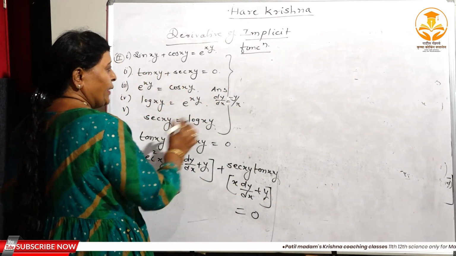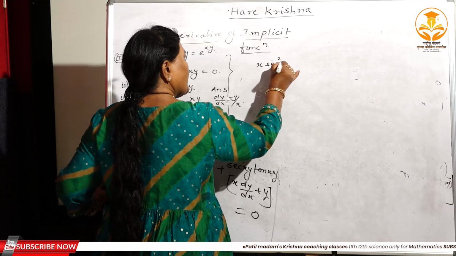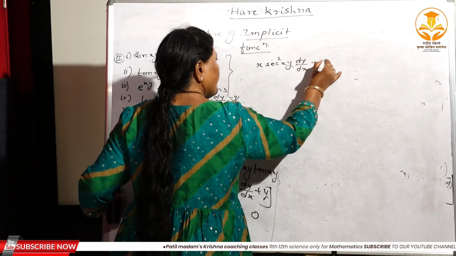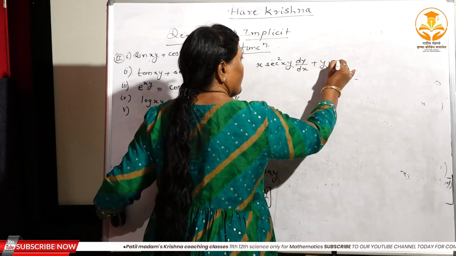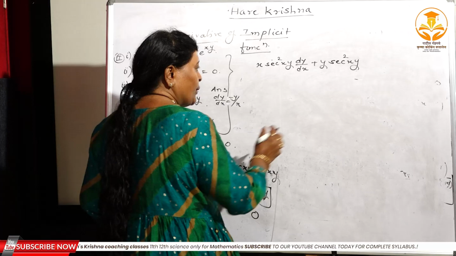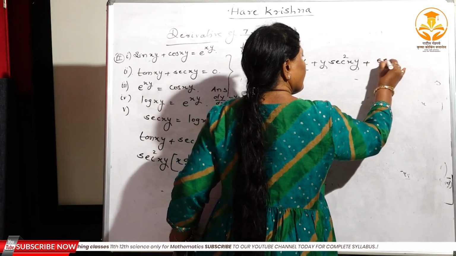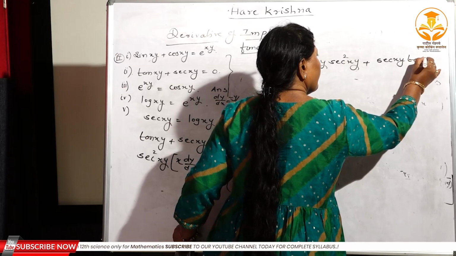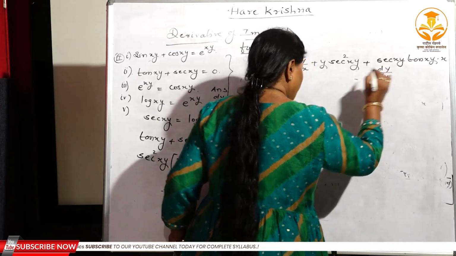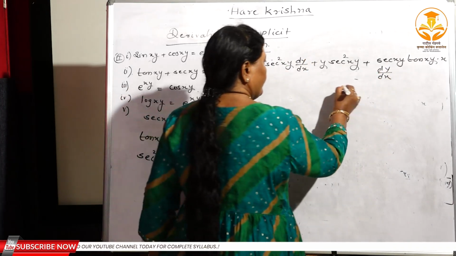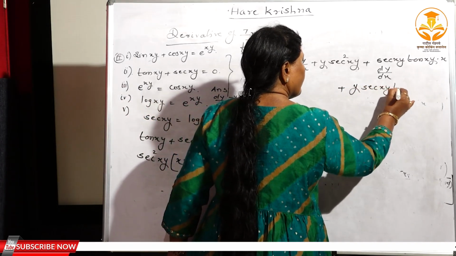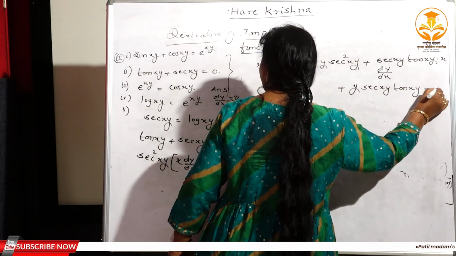So here again multiply x into, you have got x into sec square xy into dy by dx plus y into sec square xy, right? Again, sec xy tan xy into x into dy by dx. Here again, sec xy tan xy into x into dy by dx, right? And here again the second term, that is y into sec xy tan xy, is equal to 0, right?